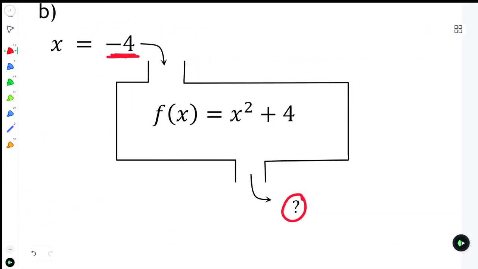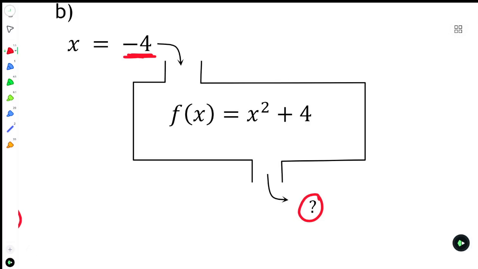In part B, our input is negative 4. Whenever I have an input that's a negative number, and especially if I see that I'm squaring or cubing or raising things to a power, I'm trying to be careful with that. So I'm going to go ahead and write open parentheses. I'm going to be placing a negative 4 in there. I'm going to square that. And then after I get that, I'm going to add 4 more.